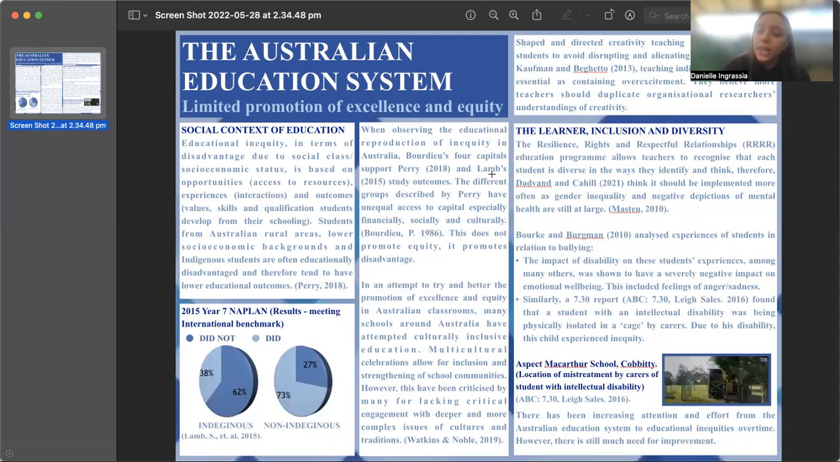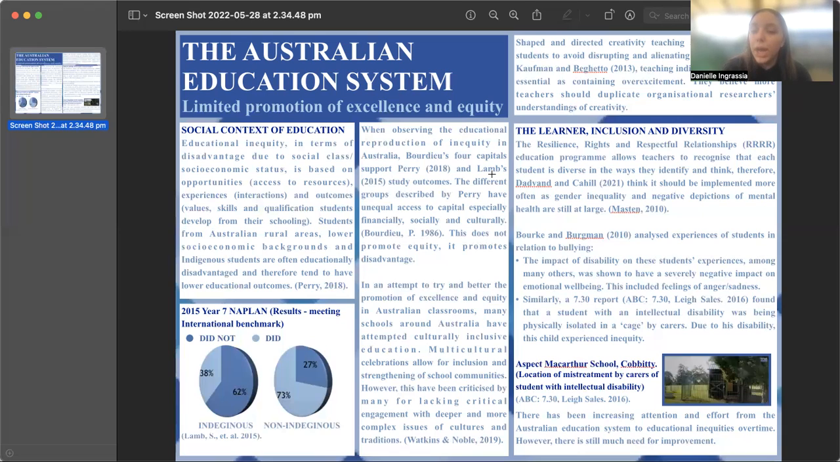In a school setting, educators must understand that their students come from diverse cultures around the world, and they must also educate other students about this. The misunderstanding or even complete disregard of certain cultures is what occasionally disadvantages culturally diverse students. This view supports Lamb's 2015 study outcome of Indigenous students often struggling to meet benchmarks. The different groups described by Perry have unequal access to capital, especially financially, socially, and culturally. This does not promote equity and excellence, it promotes disadvantage.